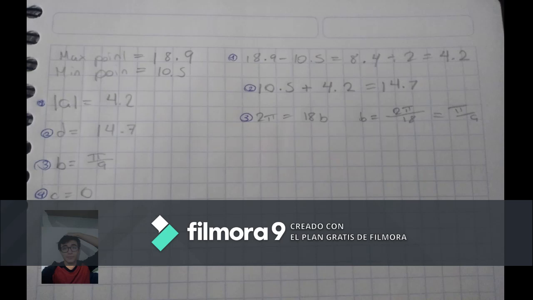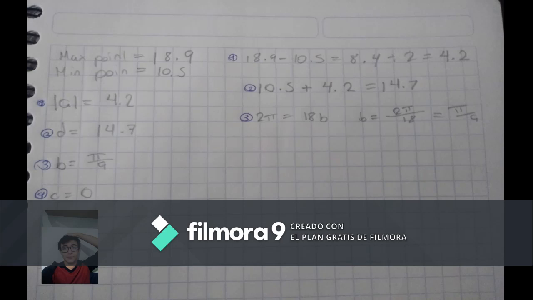To get the midline, we need to add the amplitude to the minimum point, and since it is a sine equation, the midline is also going to be the vertical shift. Since we're starting at 0, there's not going to be a phase shift, therefore c is equal to 0. B, which is the period, we're gonna get it by dividing 2 pi over b. Since b is 18, we get that the period will be 2 pi over 18 or pi over 9.